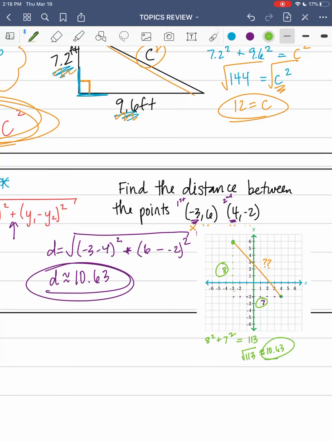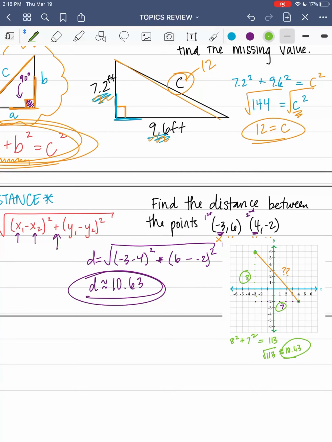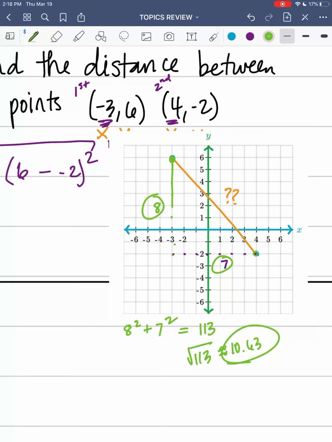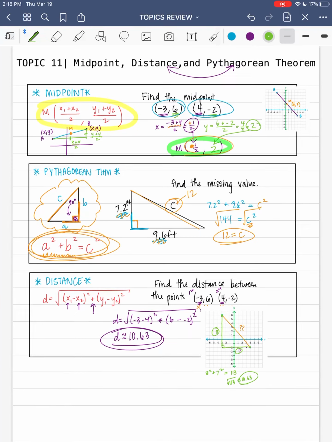So that's why the distance formula is really just a fancy way of doing a squared plus b squared equals c squared. You can kind of see how we made a right triangle in here, and then we did 8 squared plus 7 squared, and then ended up square rooting it. And we got 10.63. All right, that is midpoint distance and Pythagorean theorem.